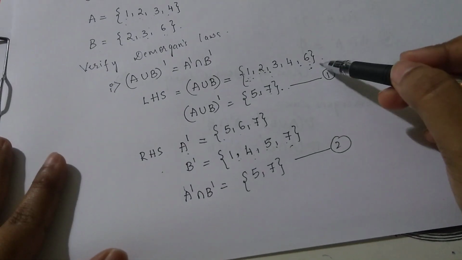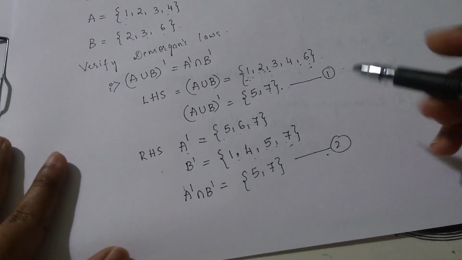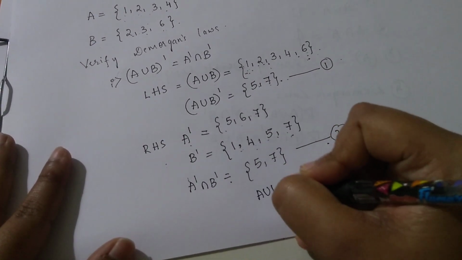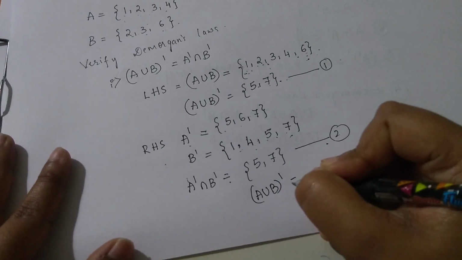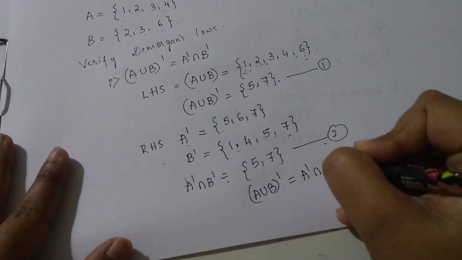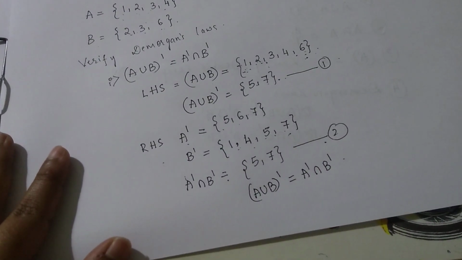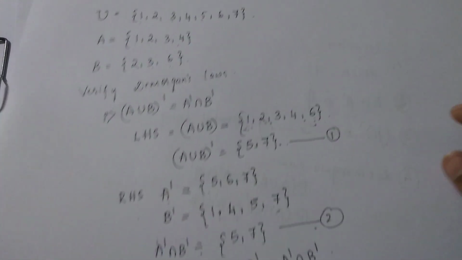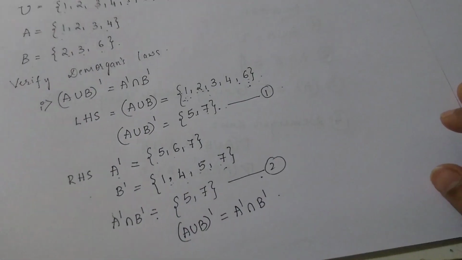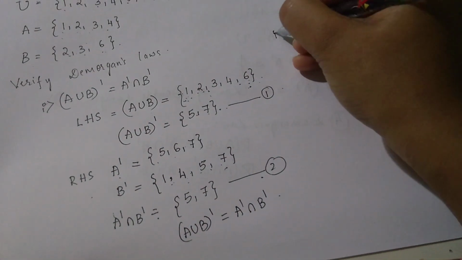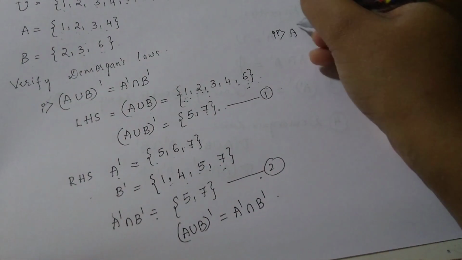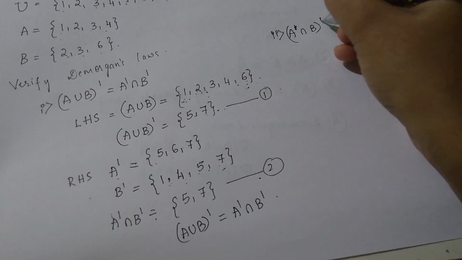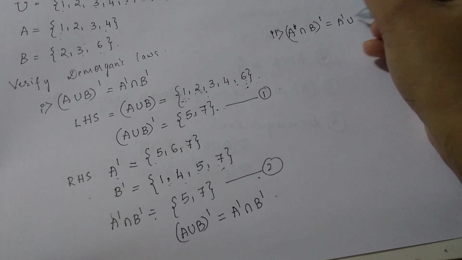So compare equation 1 and equation 2. They are equal. LHS is equal to RHS. Therefore, A union B whole dash is equal to A dash intersection B dash. The result is proved. Okay. So now De Morgan's second law, what does it state? Second law states that A intersection B whole dash is equal to A dash union B dash.